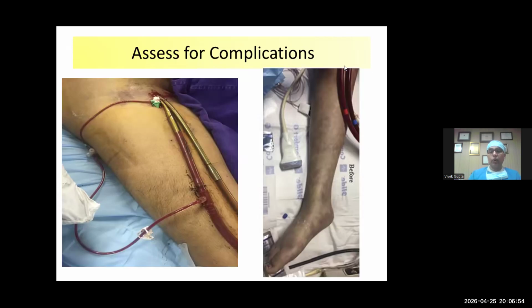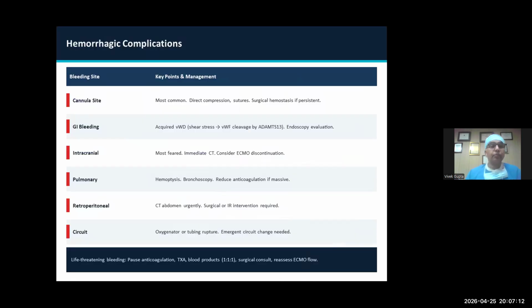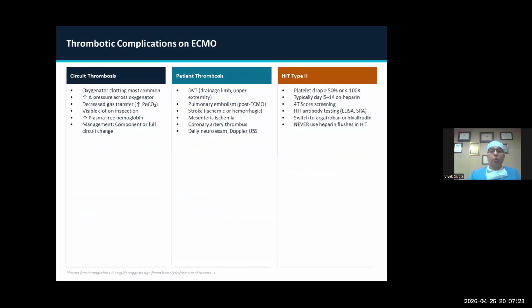Leg ischemia: you can see here, even if the patient is not given adequate distal perfusion, there's a dusky limb you can see on the right side, and that may itself become a challenge in the later stage. The patient will have compartment syndrome, gangrenous changes, and it will itself become a septic source for the patient. Hemorrhagic complications can happen from anywhere: from the cannula site, GI hemorrhage, intracranial hemorrhage, pulmonary hemorrhage, retroperitoneal, because of the cannula, or even from the circuit. Thrombotic complication: there can be a risk of circuit thrombosis.